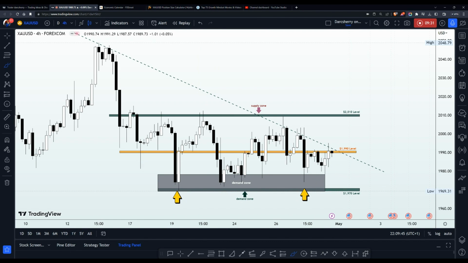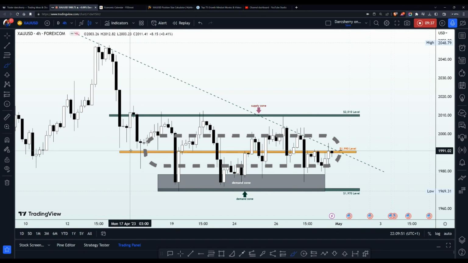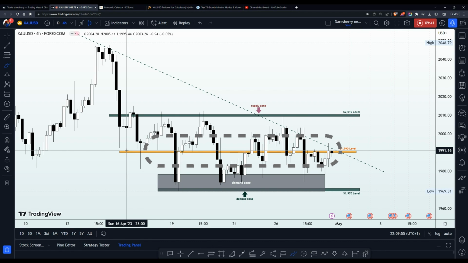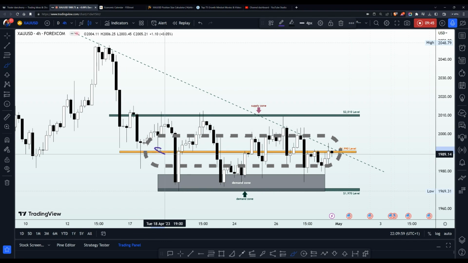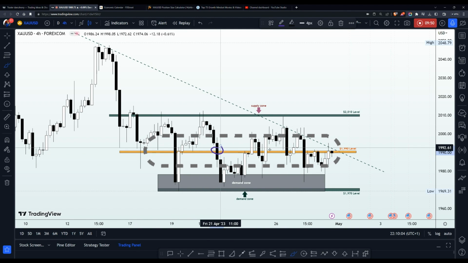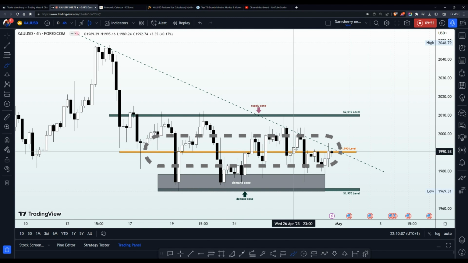In addition to this demand zone, here is our key level at the 1990 level, which has been a major determinant of price action throughout the course of last week's trading session. You can see how this level was a buying niche at one point. We saw the breakdown of the structure. We saw breakdown here. We saw buying niche.